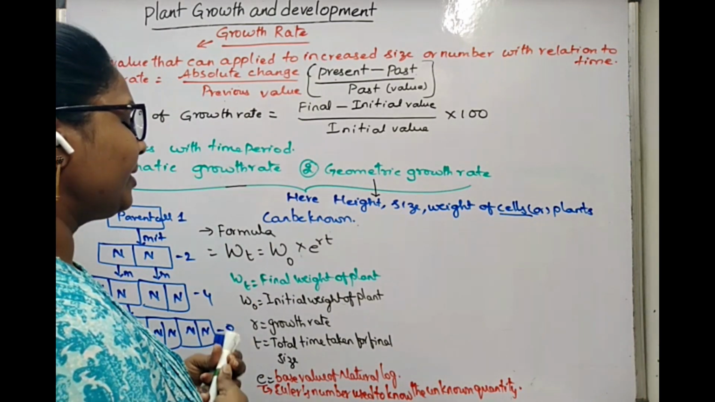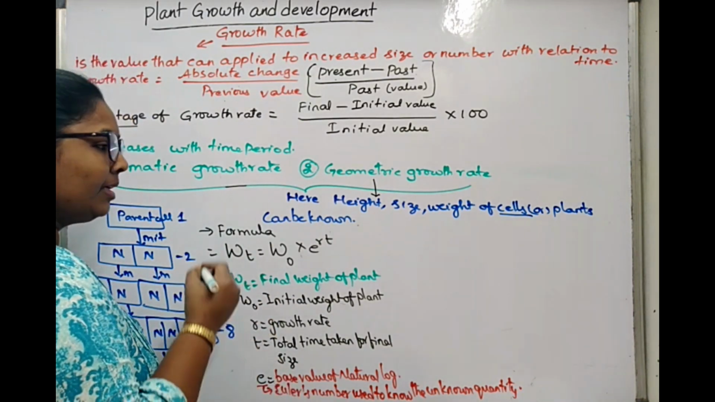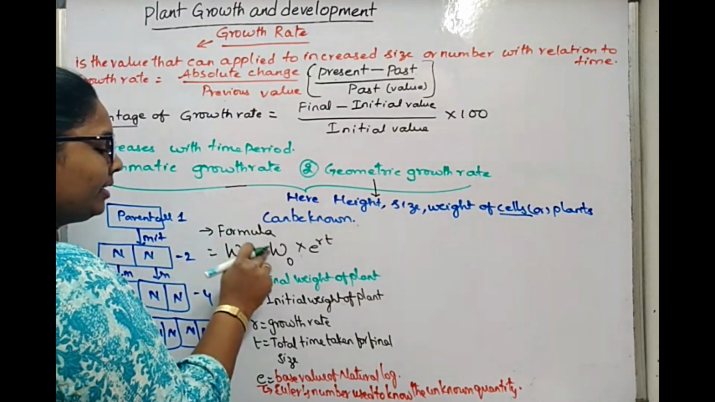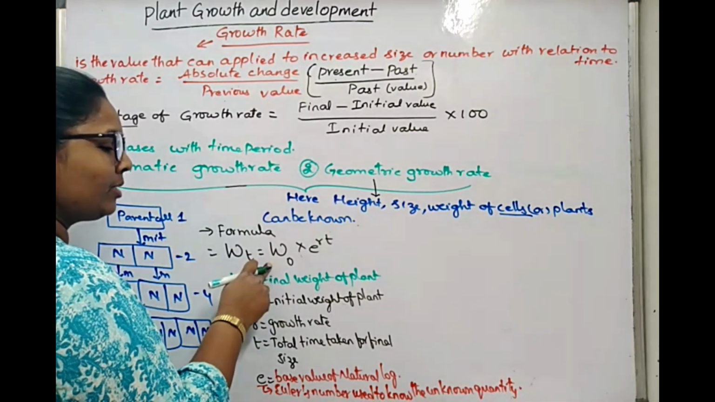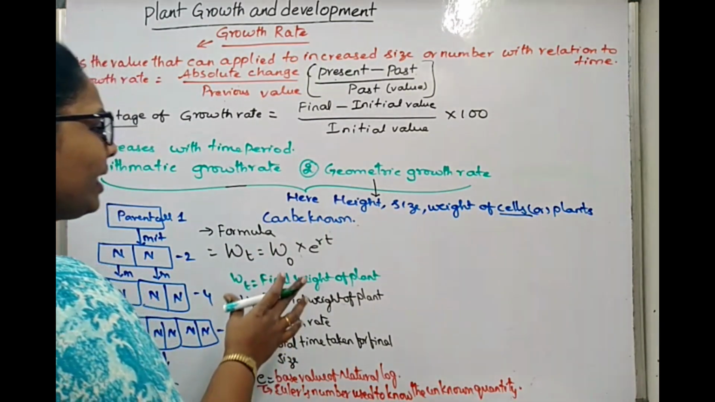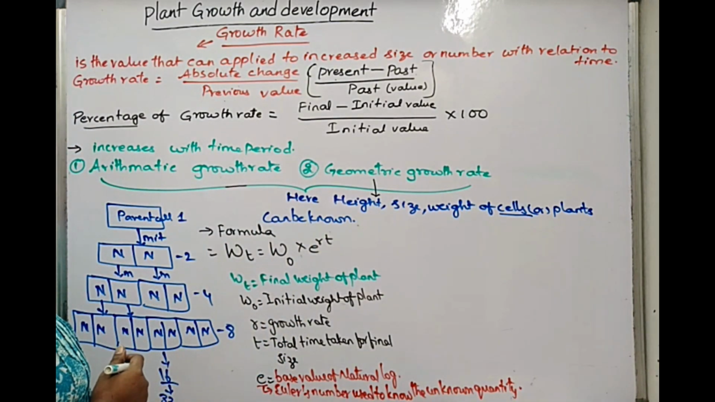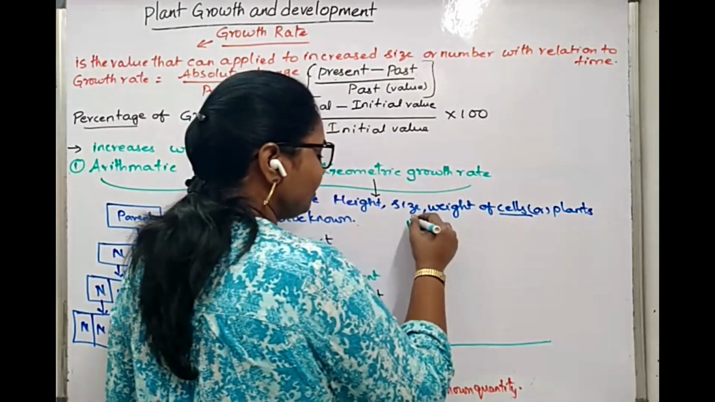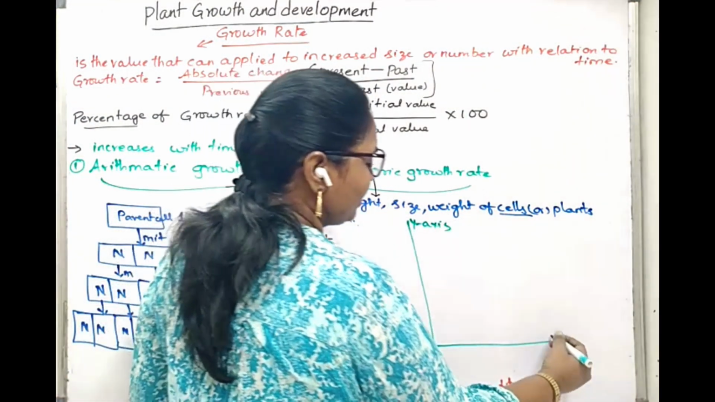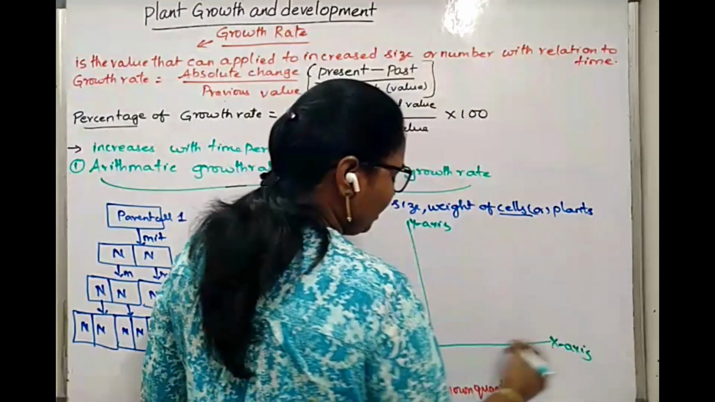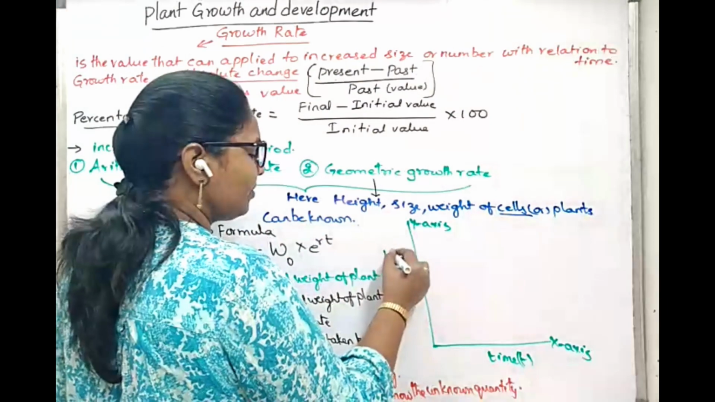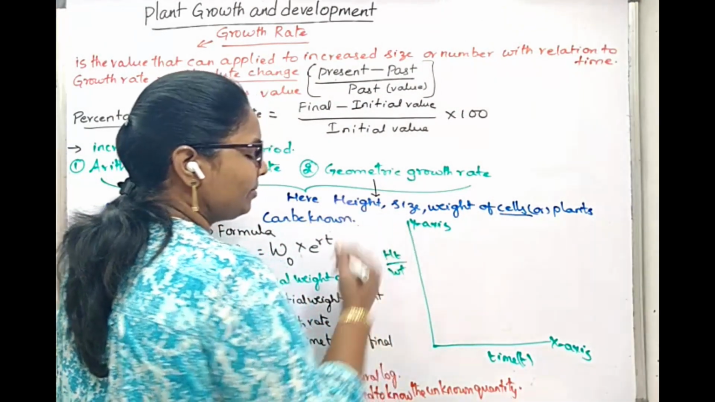In case of arithmetic growth rate, we are seeing elongation, length. But here we are seeing weight or height or size or volume, etc. Anything we can calculate by using geometric growth rate formula. So it also can be represented by a graph. This is y-axis. This is x-axis. On x-axis, we are taking time period t. On y-axis, we can take either height or weight, etc.